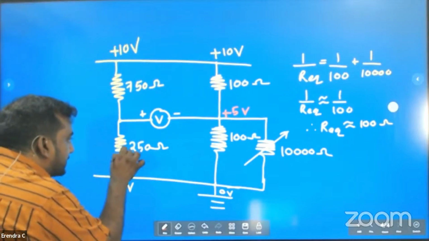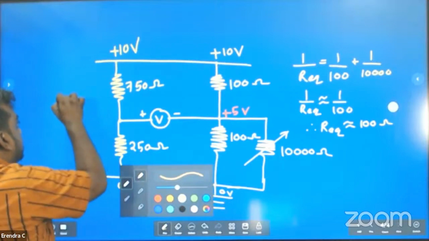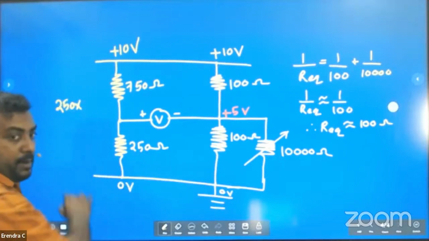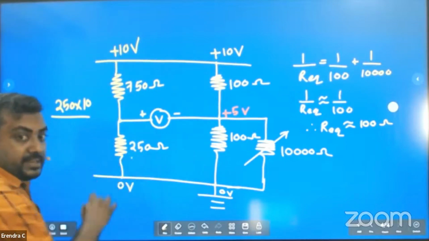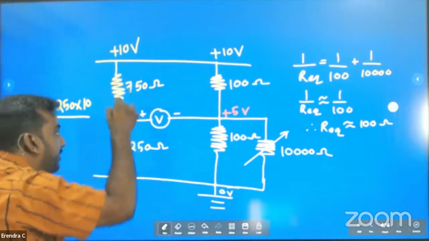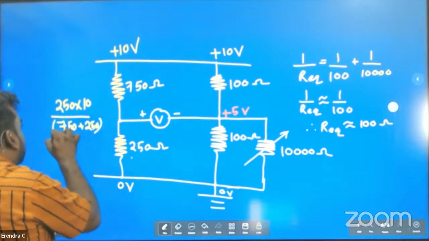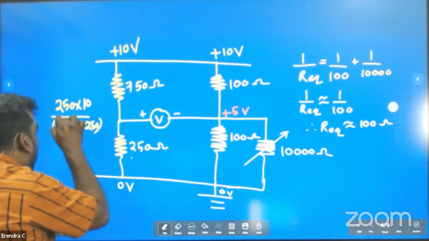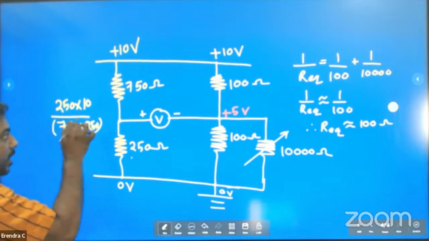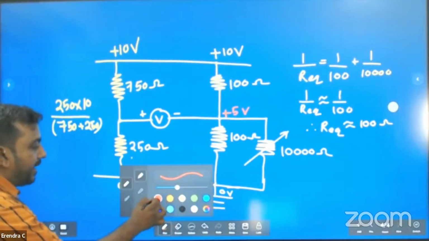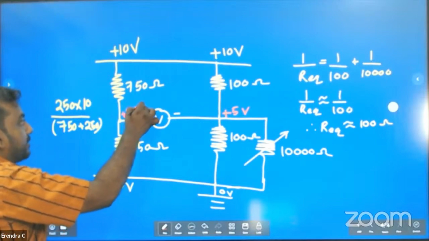Look, resistance into total voltage, resistance 250 multiplied by total voltage divided by the addition, 750 plus 250. All right, some of you are new, you were not there yesterday, today you are here. 750 plus 250 is what? 1000. 2500 divided by 1000, how much? 2.5. 2.5 where? From 0, 2.5.